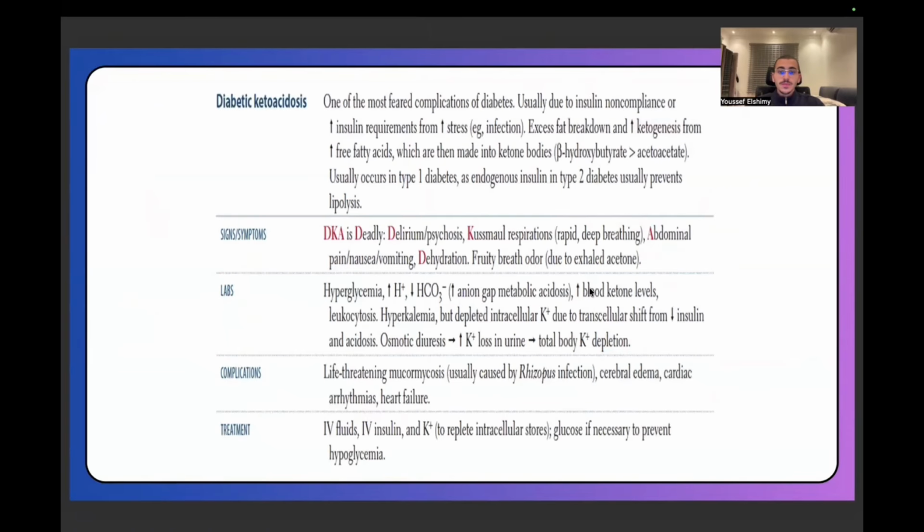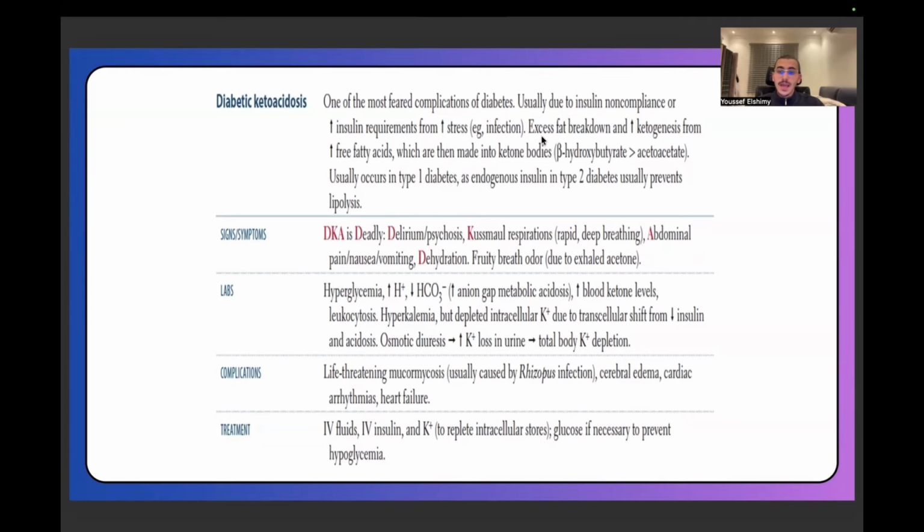One of the most feared complications of diabetes is diabetic ketoacidosis, and it usually happens in type 1 diabetes. Usually it's due to insulin non-compliance, where the patient is not taking insulin, so you don't have this protective effect. Or there are increased insulin requirements. Whenever you have stress or infection or these conditions, you need more insulin. So this would make the person more prone to develop diabetic ketoacidosis.